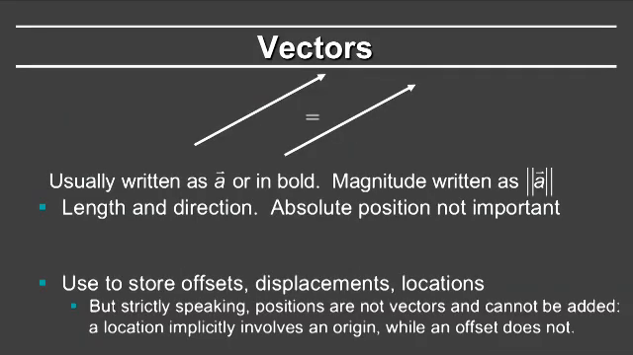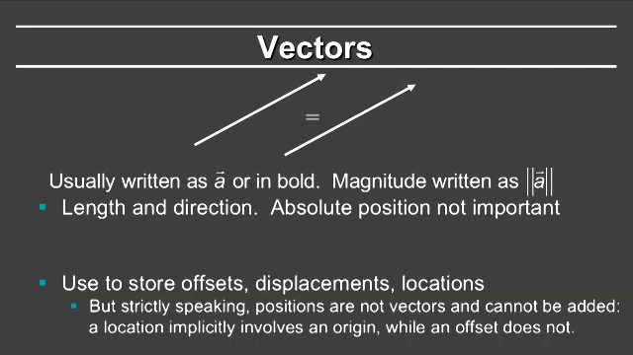We'll start by talking about vectors. Vectors are usually written with the vector symbol, an arrow on top. Or if you look at a textbook, they're often written in bold. The magnitude is written in the standard way by putting a norm symbol around the vector. Vectors have a length and they have a direction. The absolute position of a vector is not important. And so these two vectors are actually the same. I've just translated the vector here, but they are actually the same vector.